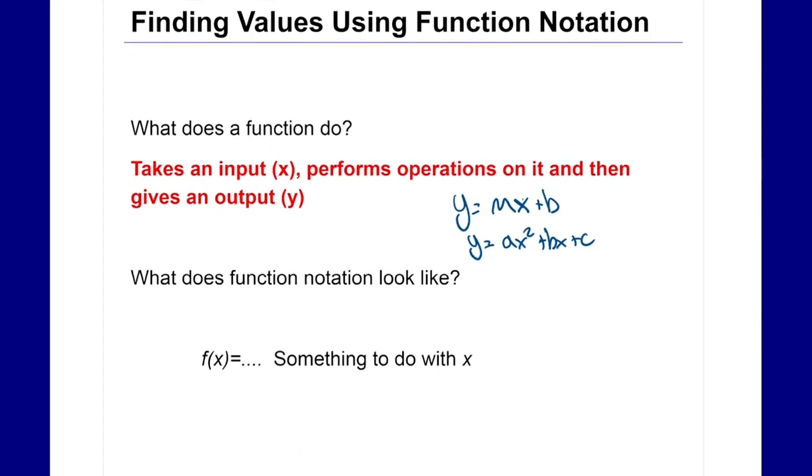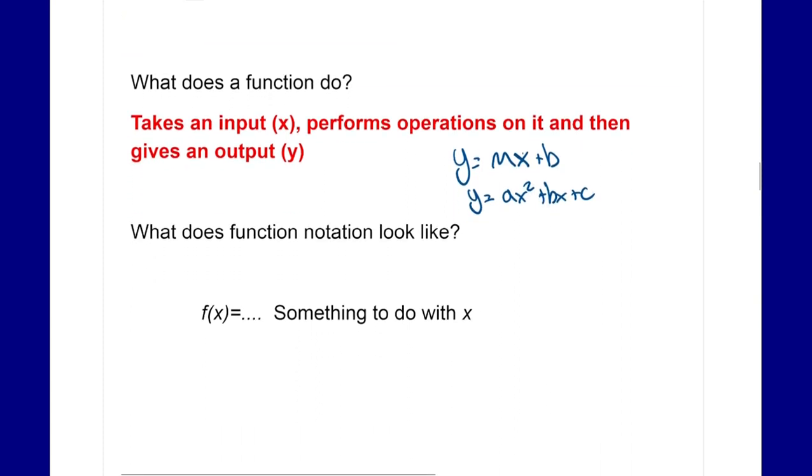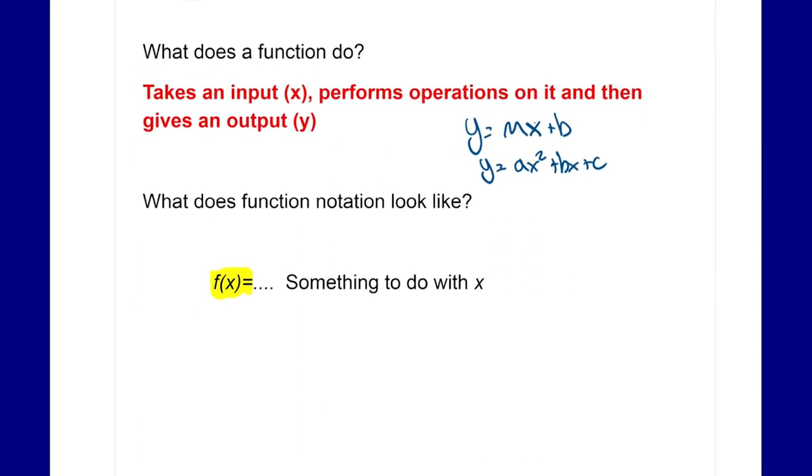Now, what does function notation look like? Function notation usually looks like this: f of x equals. So that is generally what function notation looks like. This kind of setup: a letter, and then in brackets a variable. This whole thing generally replaces your y, or your dependent variable. So it usually replaces the y value.